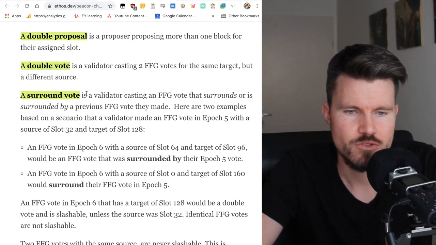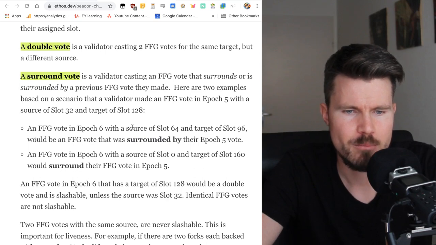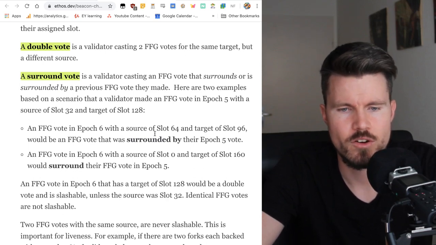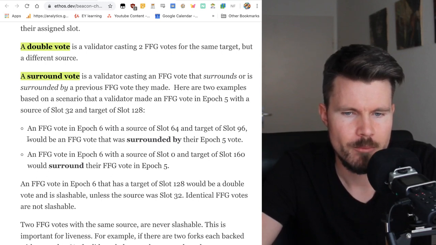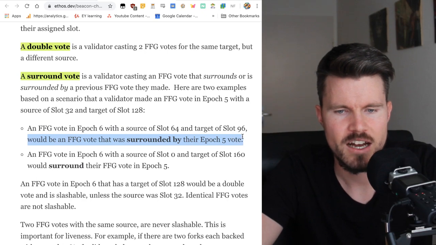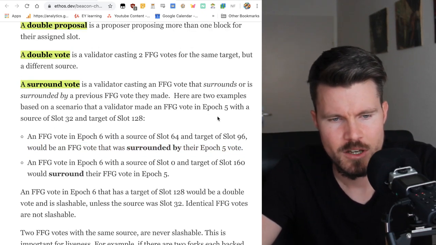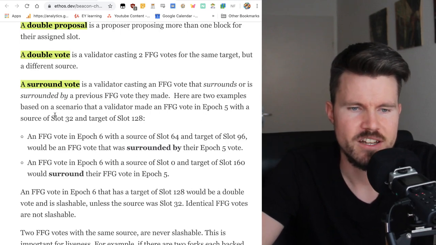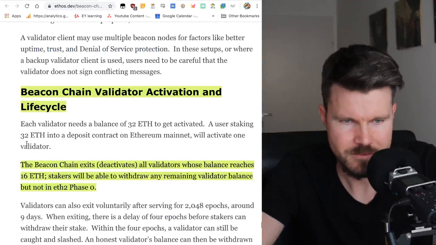And a surround vote is basically an FFG vote in epoch 6 with a source slot of 64 and a target slot of 96. And this would be an FFG vote that was surrounded by the epoch 5 vote. So a little bit more complicated, and it shouldn't really happen, but it's good to know that this is also a possibility of how a slashable offense can happen.